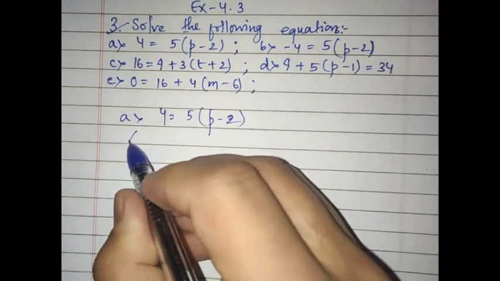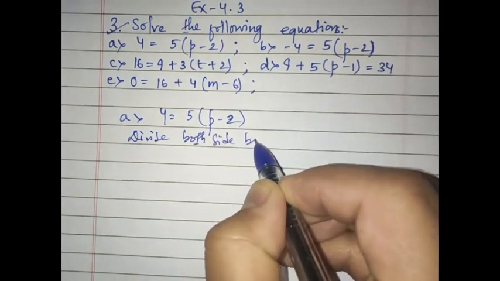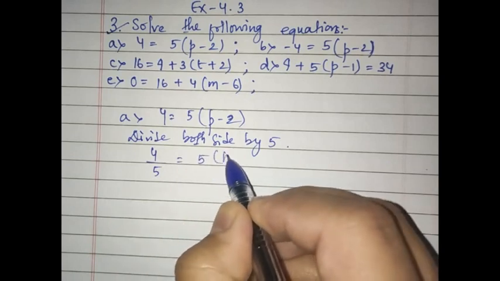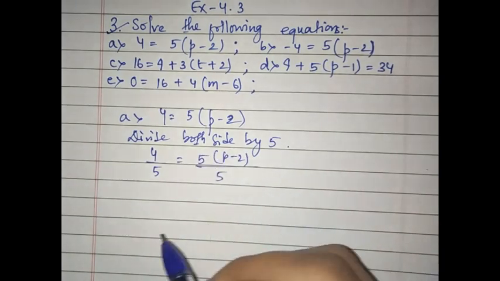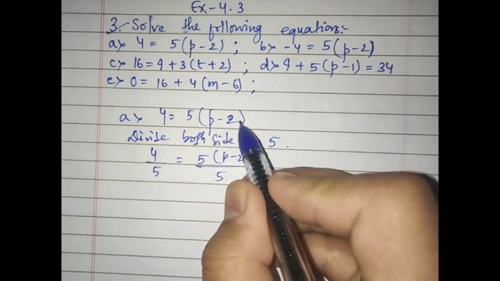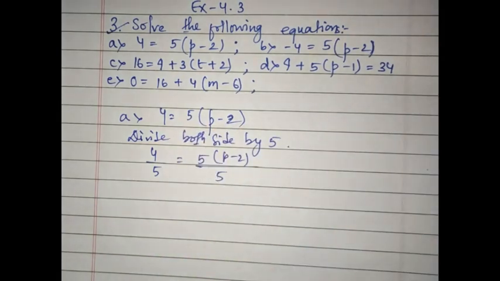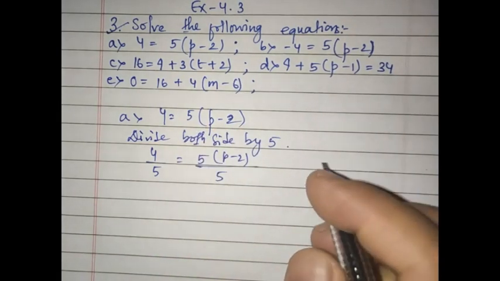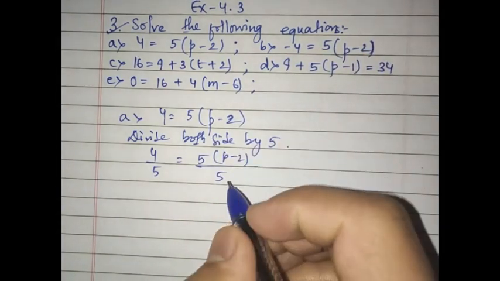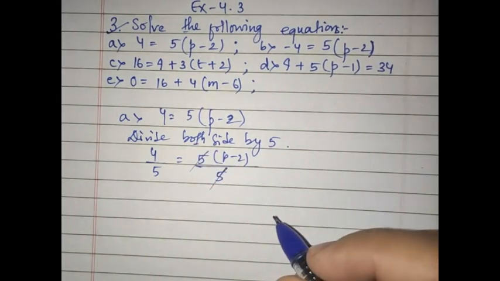So let us do this. Divide both sides by 5. Then what will happen? 4 by 5 is equal to (5(p minus 2)) by 5. Don't break the bracket for that. If you break the bracket, there is no use of dividing the number by 5. So you have to keep the bracket like this and divide by 5. The purpose of dividing is to cut this 5. This will now be easy.